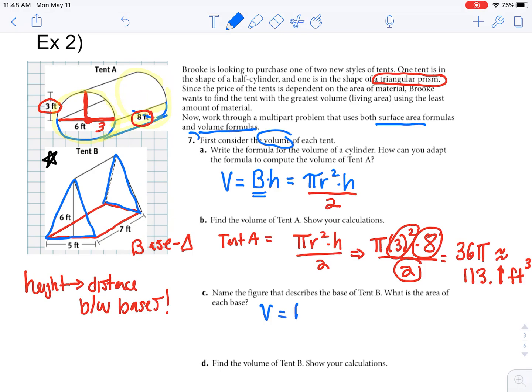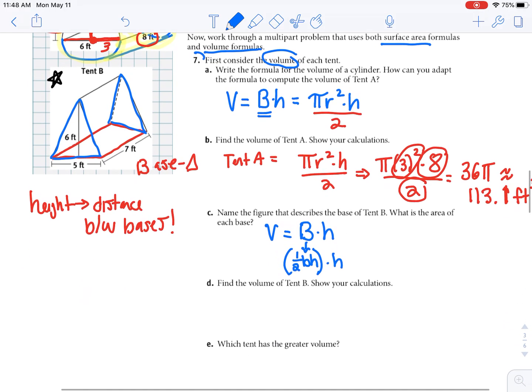Now, how do we find the volume of a prism? Volume of a prism is area of the base times height, just like we did with the cylinder. But since the base is a triangle, we're going to have to use the formula for the triangle, which is 1/2 base times height. So we're going to find the area of that triangle, and we're going to multiply it by the height of that prism.